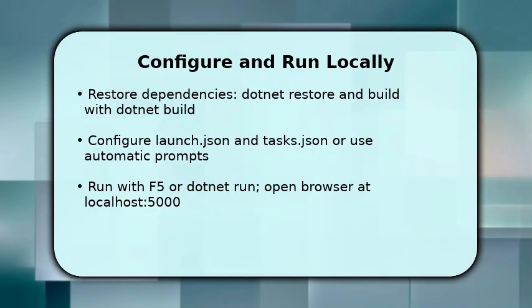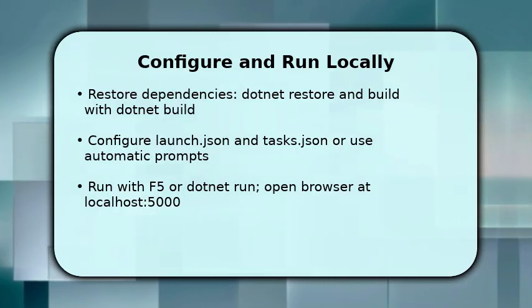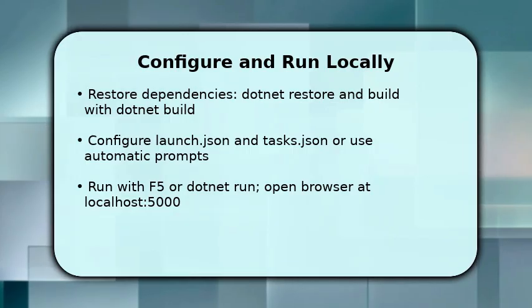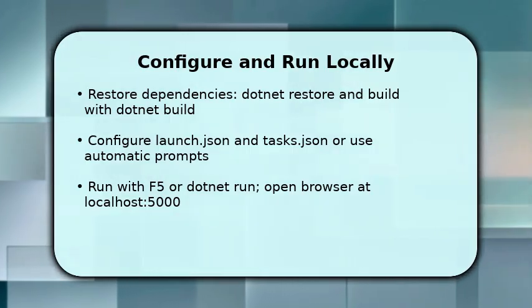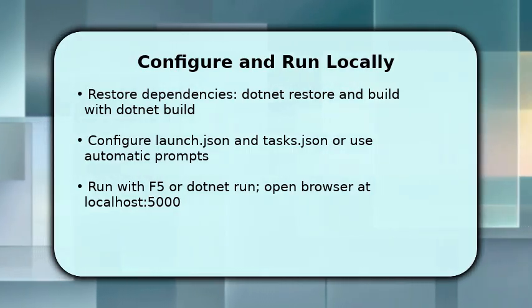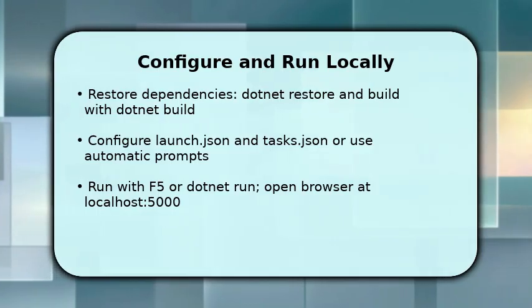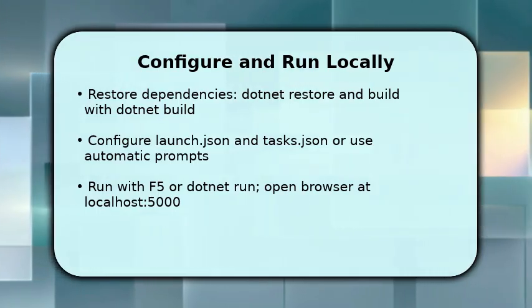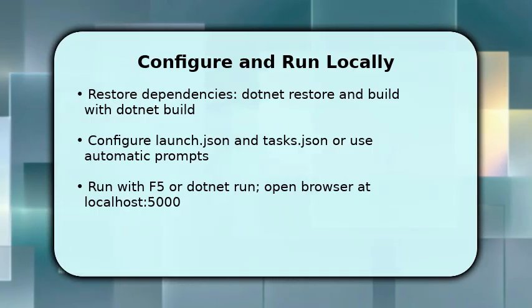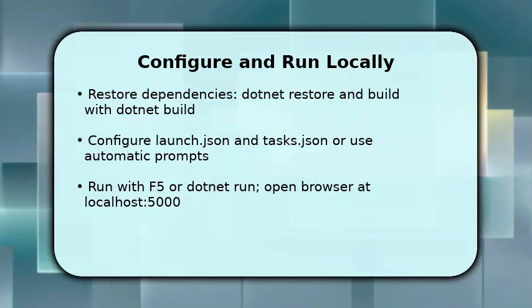Then configure debugging. Accept VS Code prompts to generate launch.json and tasks.json, or create them manually to target the project DLL. Once configured, press F5 or run dotnet run to start the Kestrel server. Open the indicated localhost port in your browser.